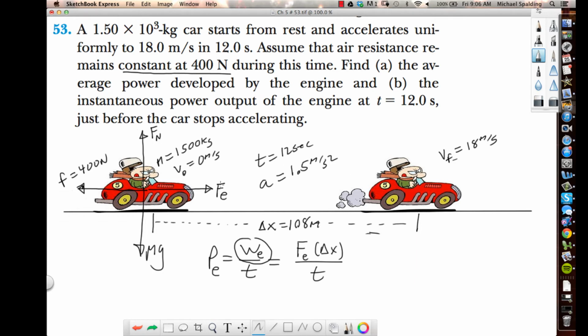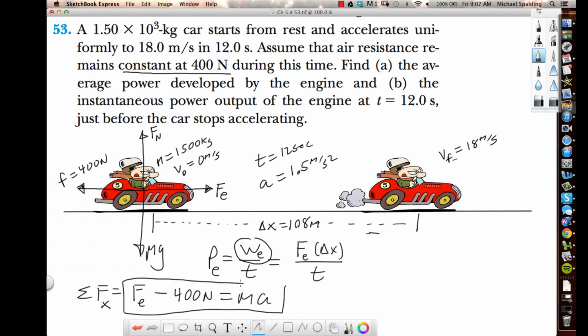All right, so how do we find the force of the engine? Well, to get the force of the engine, we can sum the forces in the x direction. So force of engine minus the 400 Newton resistive force is going to equal MA. Right? We sum the forces for this. So the force of the engine is going to equal MA plus 400.